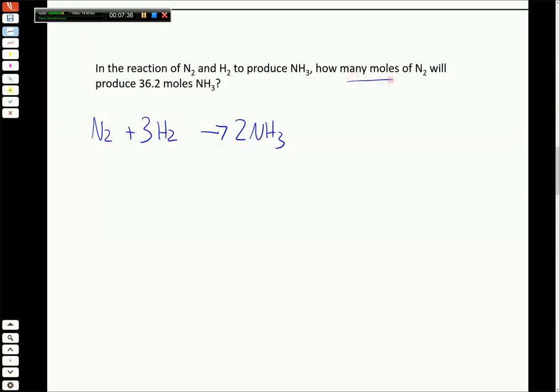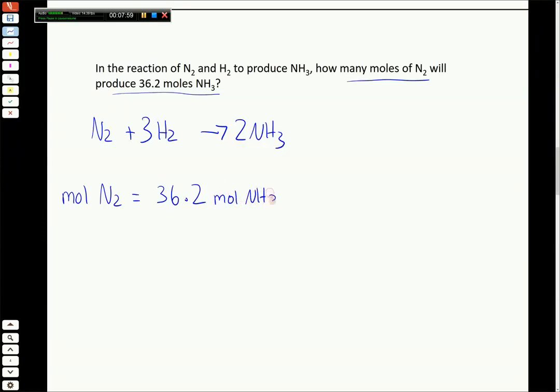We're looking for how many moles of N2 will produce 36.2 moles of NH3. So this is what we're looking for, moles of N2. And we're told that we want to produce 36.2. Now remember, we can start in a stoichiometry problem with an amount of a reactant or an amount of a product and calculate any other amount that's associated with this reaction. So we have 36.2 moles of NH3.